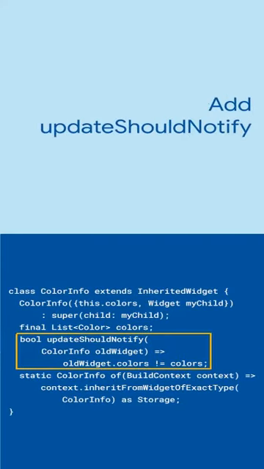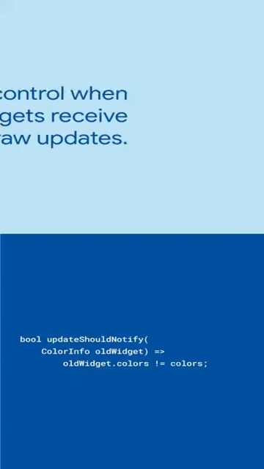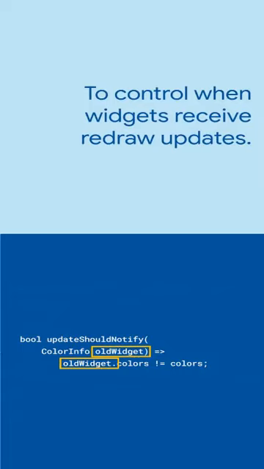The second method is update_should_notify. This tells Flutter if it should redraw widgets that depend on the data when that data changes. The old widget parameter lets you compare the previous data in your InheritedWidget to the new one.